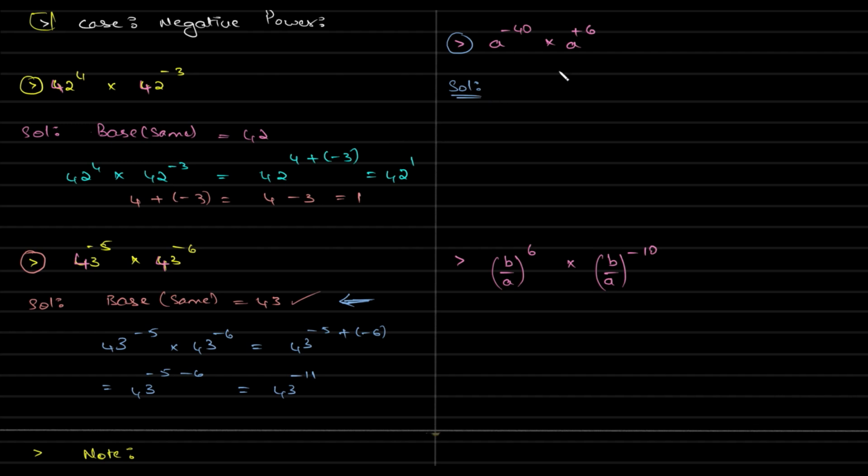Right. So here the base is a, same base a. All I have to do is add up, that's all. a to the power of negative 40 into a to the power of 6. So a to the power of negative 40 plus of plus 6, which is nothing but plus 6 itself. So a to the power of, here I have to take the difference, is it not? So that will be how much? Negative is bigger, so my answer is negative. 40 and 6, the difference is 34, and that's my answer.